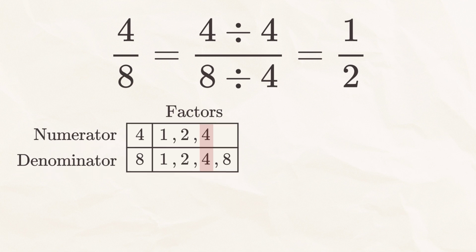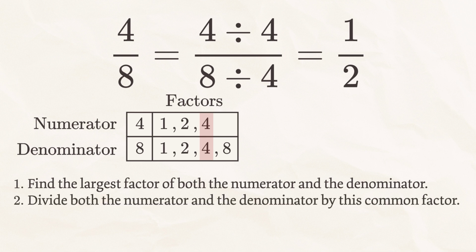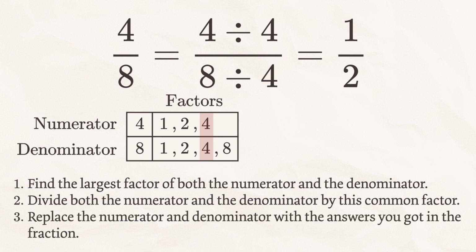So our procedure is 1. Find the largest factor of both the numerator and the denominator. 2. Divide both the numerator and the denominator by this common factor. 3. Replace the numerator and denominator with the answers you got in the fraction.